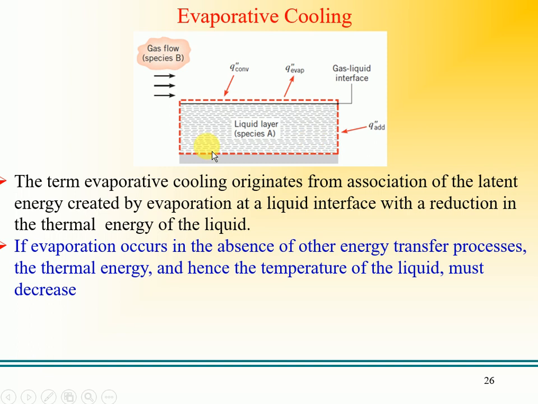For example, this is the liquid species A, and this is the gas flowing over it. Here Q double dot convective is coming in, and Q evaporative is going out. When the gas flows over the liquid, it takes heat from the liquid and converts it into vapors, and at this layer some liquid is being evaporated. This is the gas-liquid interface. At this interface, the molecules at the surface gain a certain amount of energy to escape from the liquid phase to the vapor phase, and that amount of energy is basically the latent heat.